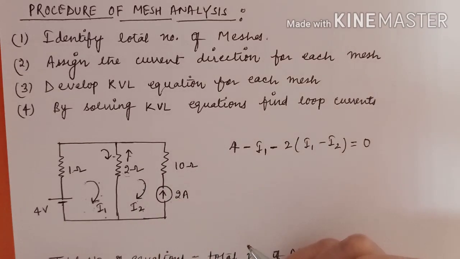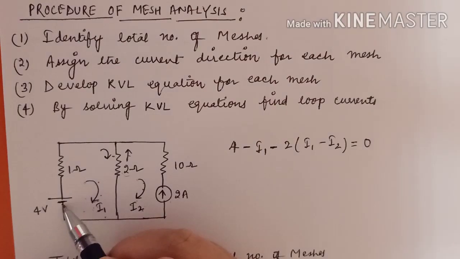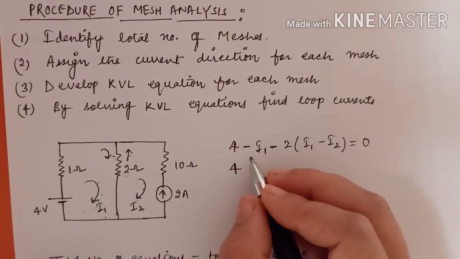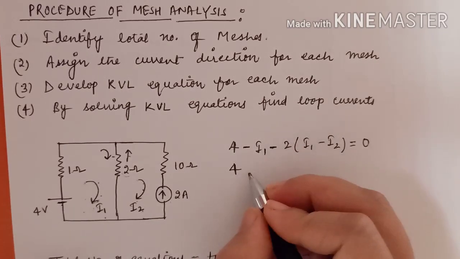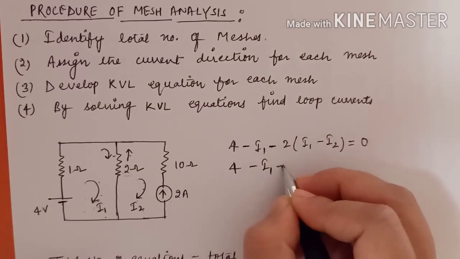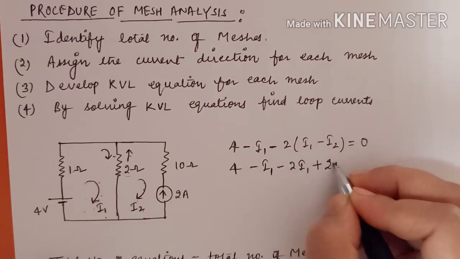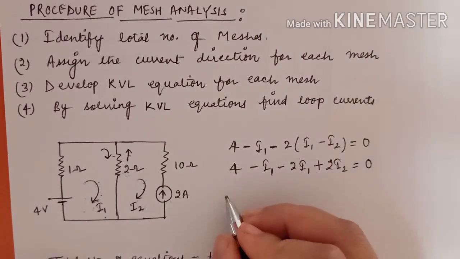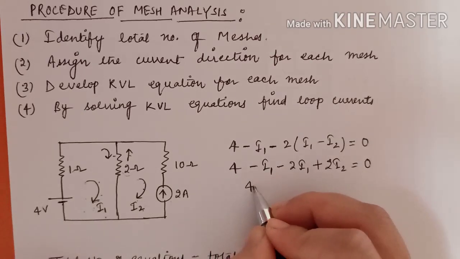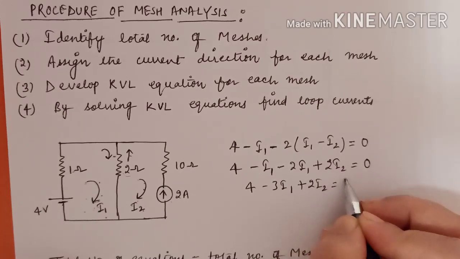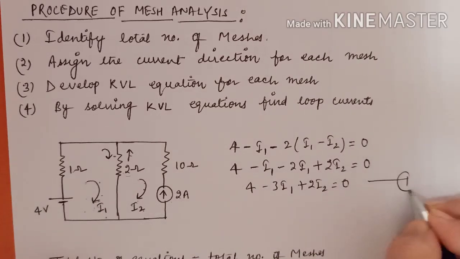So 4. So this becomes 4. Let's solve this equation first. 4 minus I1 minus 2 I1 plus 2 I2 equal to 0. Clear? Now this becomes 4 minus 3 I1 plus 2 I2 equal to 0. So this is equation 1.